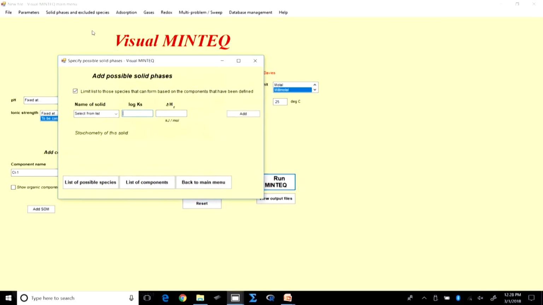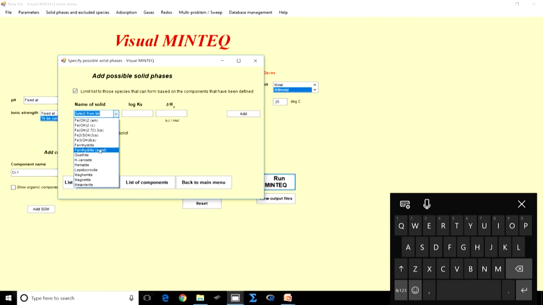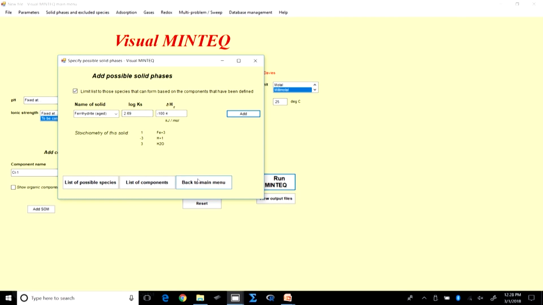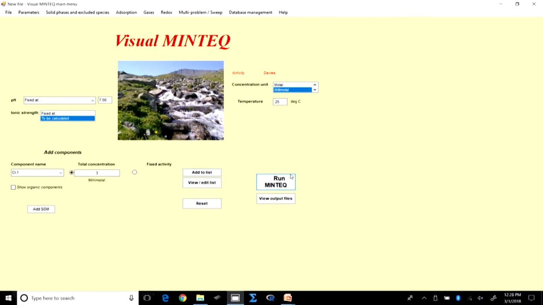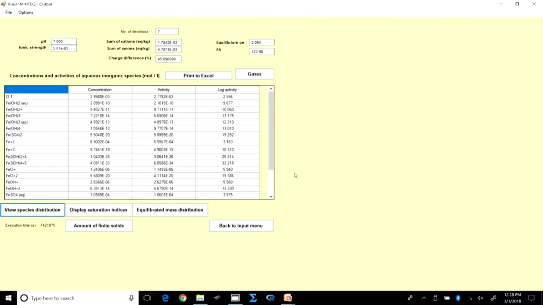So, in that case, let us say I will say specify solid phases, and instead of ferrihydrite, let us say I have the aged one, right? And list of possible, back to main menu, right, and run MINTEQ, and now you see obviously the pE value has fallen further. Why is that? Instead of just ferrihydrite, I let the system know that both the ferrihydrite aged form, let us say probably the crystalline form, and also the ferrihydrite, probably the amorphous form, are what we say possible solids.